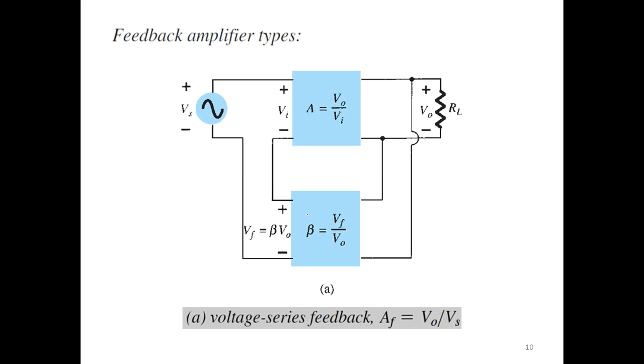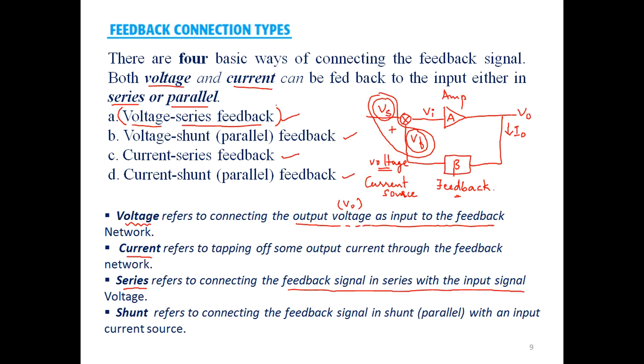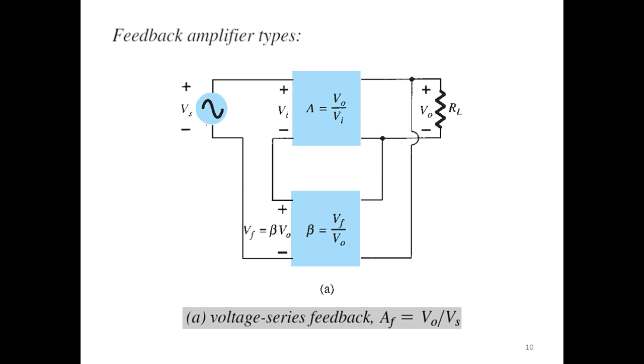So let us just focus on the first type, which is voltage series feedback. Please note there are 2 terms here. First one is voltage and second one is series feedback. So let's try to relate these 2 terms in the block diagram which is presented here. This block diagram represents a voltage series feedback.